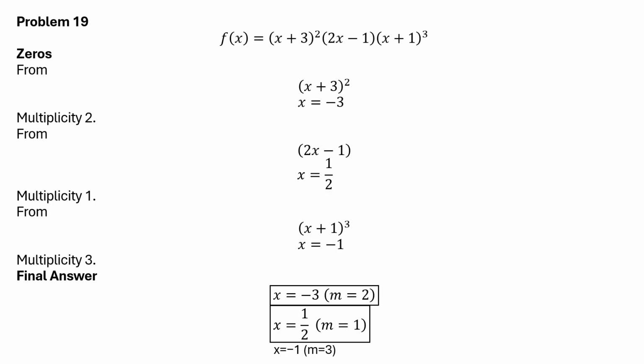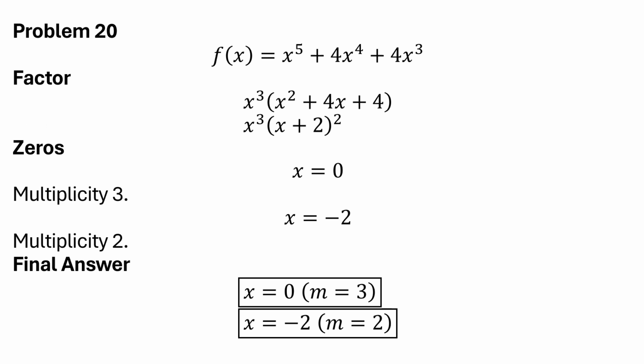The zeros come directly from the factors. Negative 3 has multiplicity 2, 1/2 has multiplicity 1, and negative 1 has multiplicity 3. Factor out x cubed and then factor the quadratic. The zeros are 0 with multiplicity 3 and negative 2 with multiplicity 2.